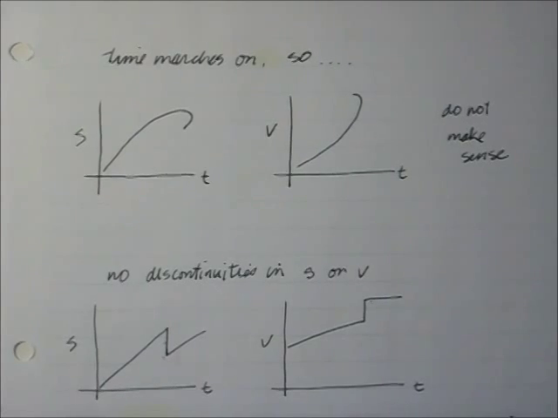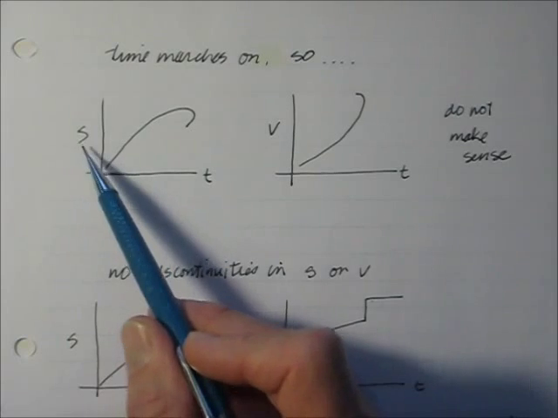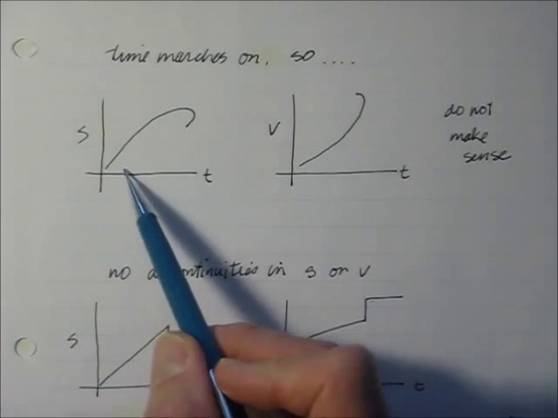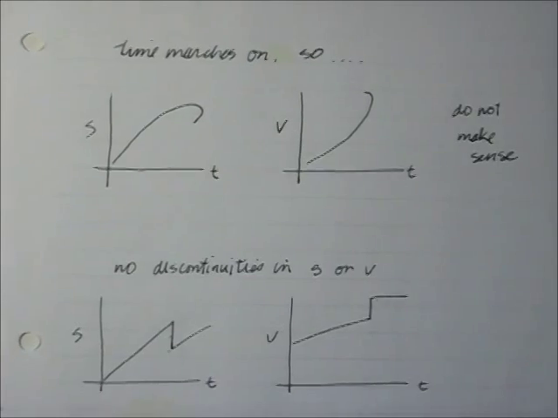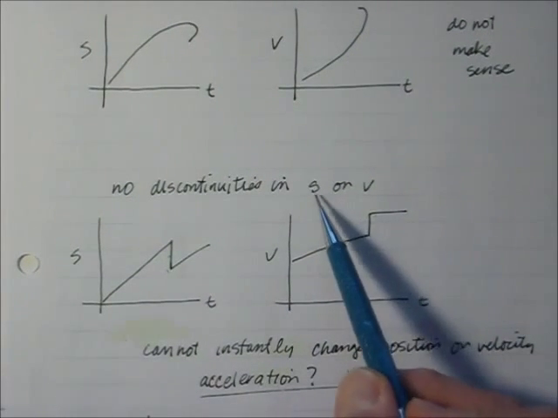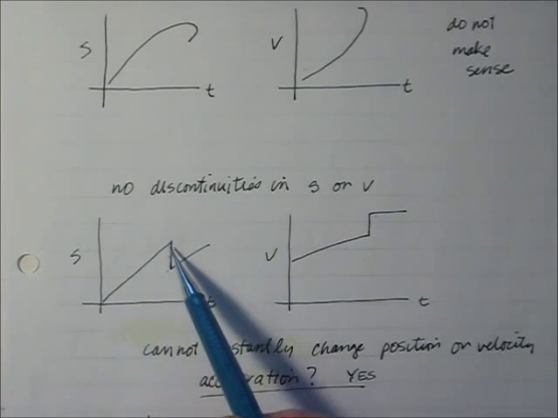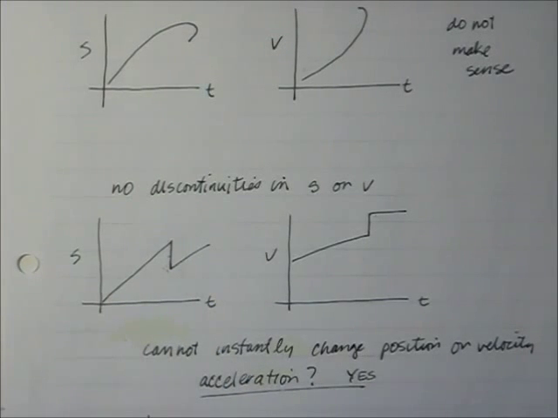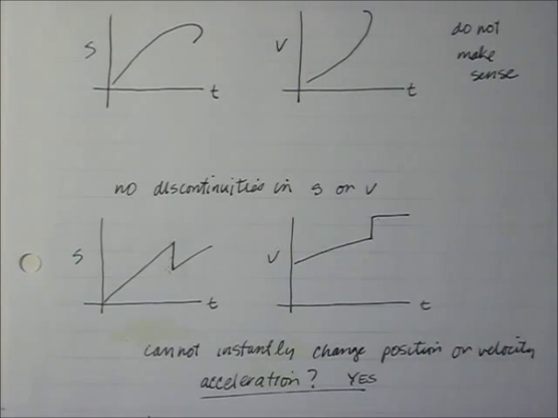Let's recognize that time marches on. So if you had a position versus time graph, you'd never see it coming back on itself, because time can never go backwards. The same with velocity, it can never go backwards on itself. The other thing is that there cannot be discontinuities in position or velocity. In other words, you can never have an instantaneous change in position. If time hasn't changed, you can't see an instantaneous change in position like that. That doesn't exist in real life. Same thing with velocity. You'll never see an instantaneous change in velocity versus time in real life.